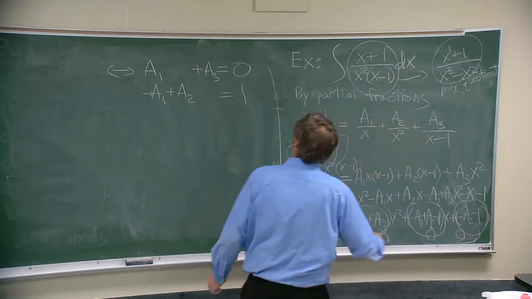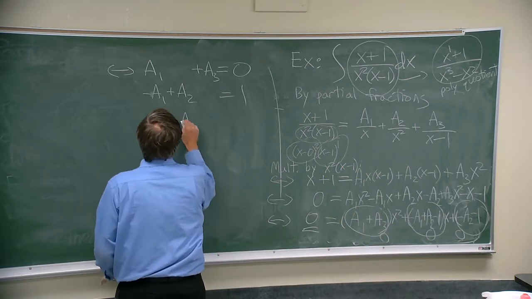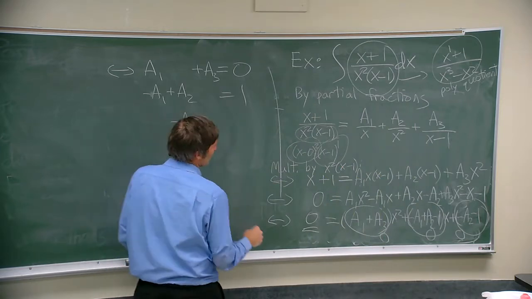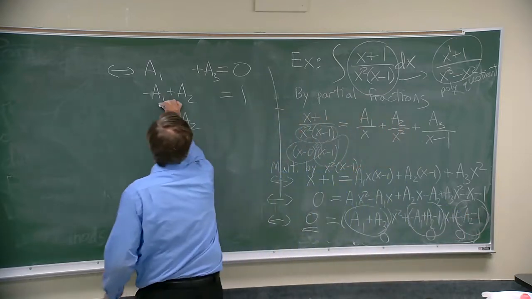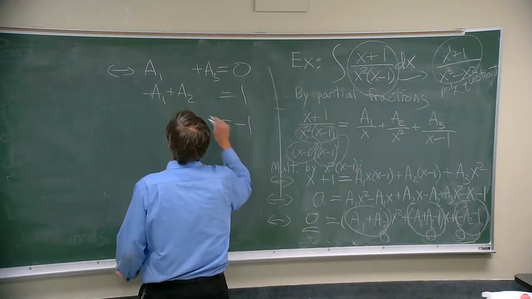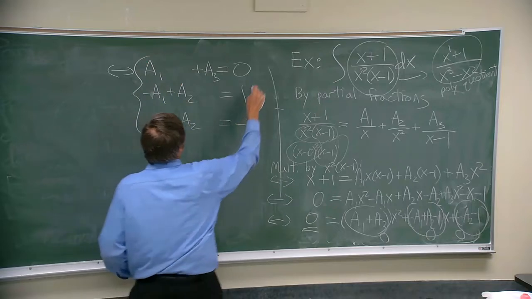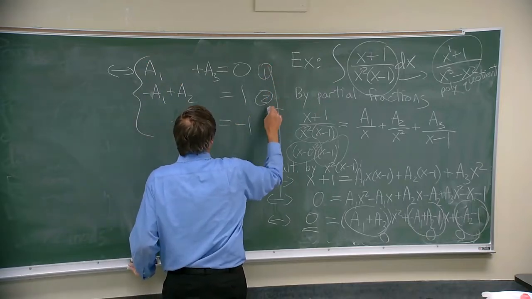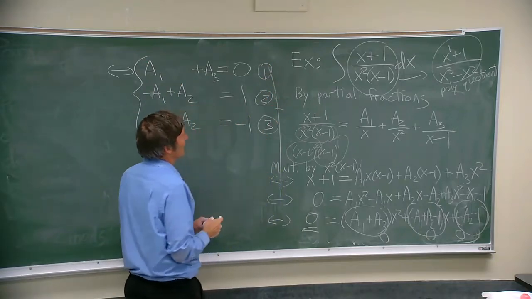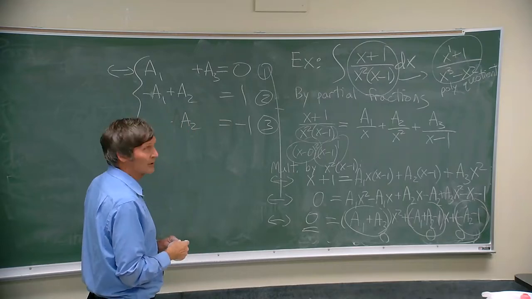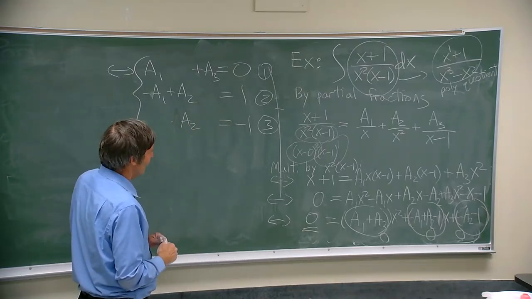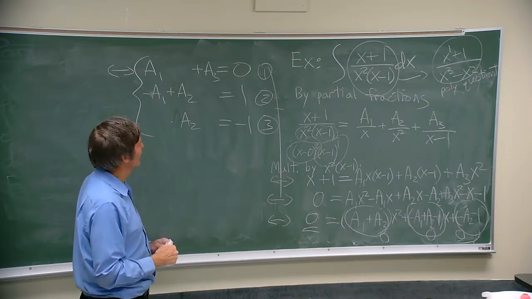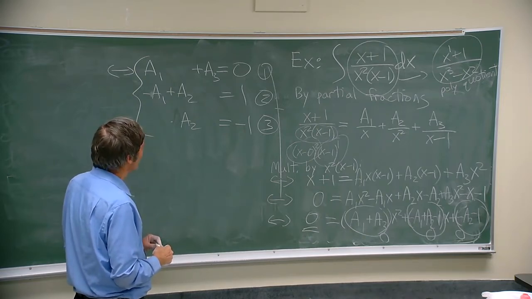Minus A1 plus A2 equals 1 makes that one 0. And this one just says minus A2 equals 1 if I add one to each side. Or let's write it the other way: A2 equals minus 1 is the third equation. So I get 3 equations in 3 unknowns. And if I haven't made any mistakes, this system of 3 equations and 3 unknowns will have a unique solution.